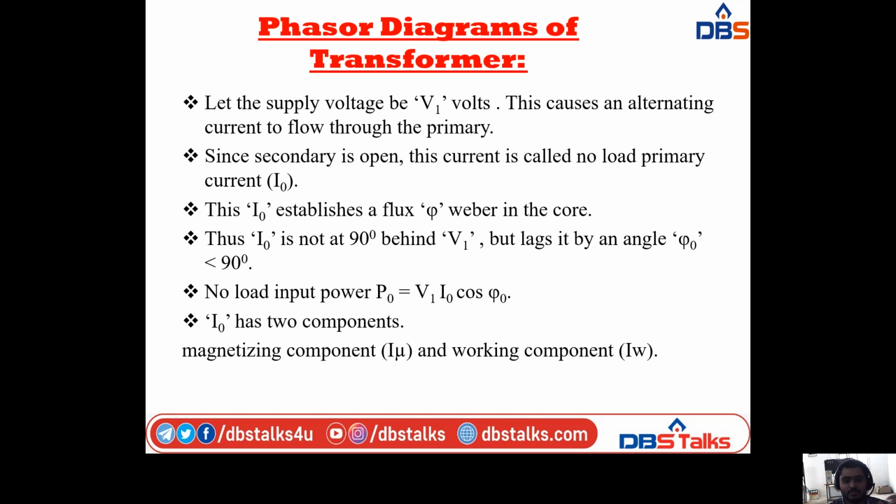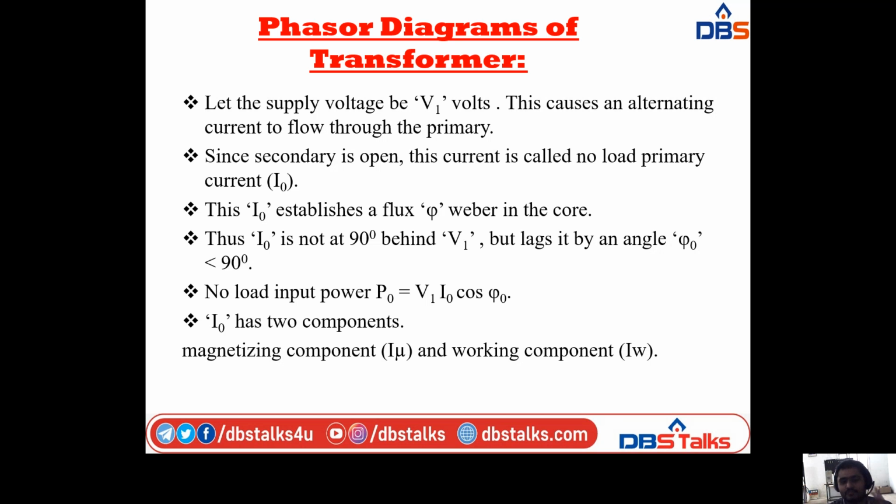Here the no load input power, that is P naught, is equal to V1, the supply voltage, into I0, the no load primary current, into cos phi naught, that is the no load power factor.